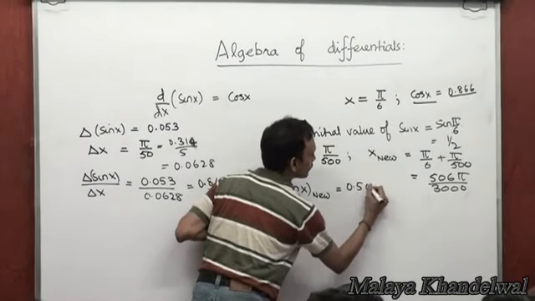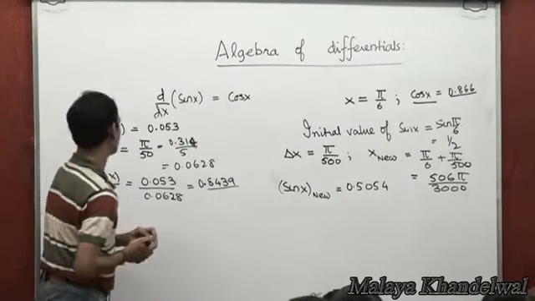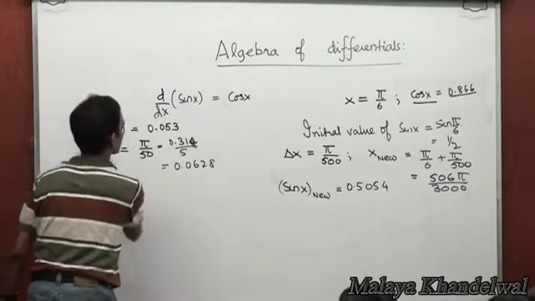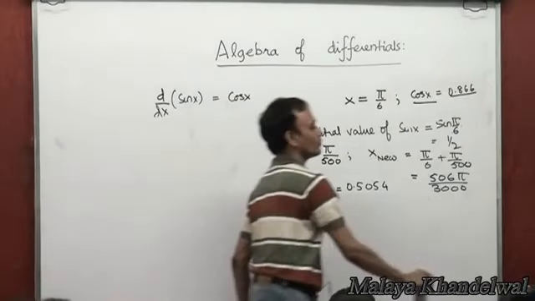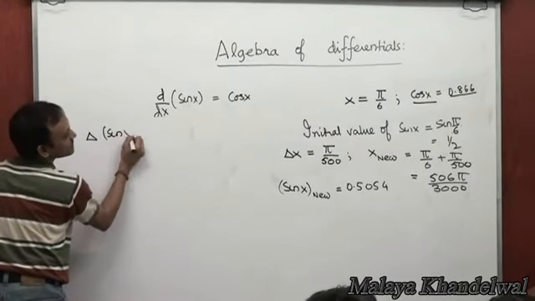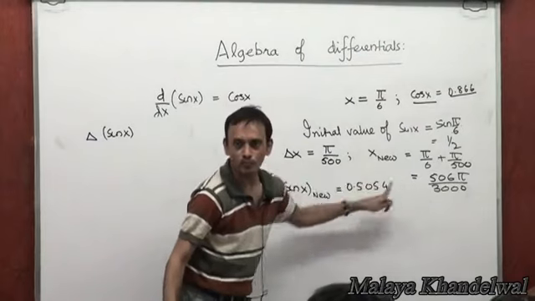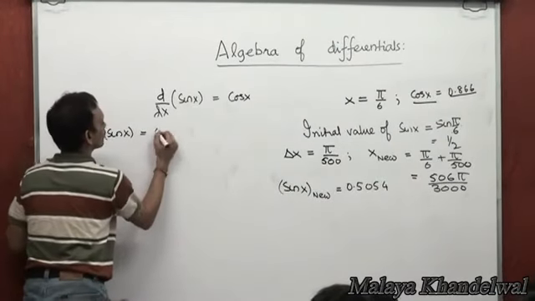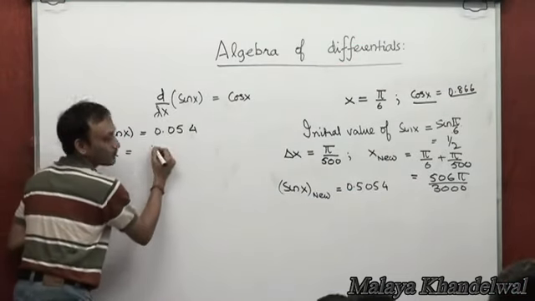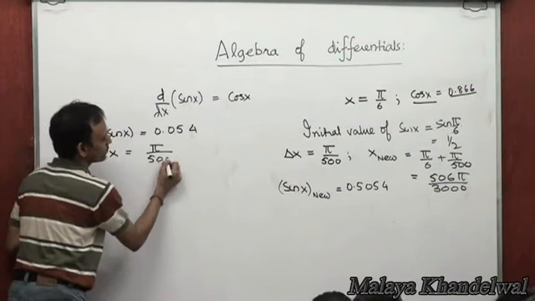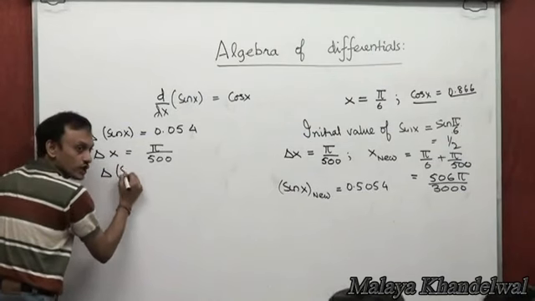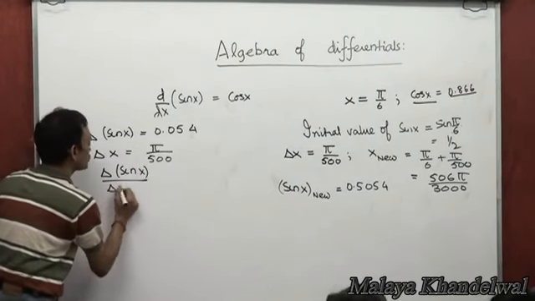0.54. Okay. Now, what's the change in sin x? 0.054. What's the change in x? Pi by 500. Right? Now compute this ratio, change in sin x divided by change in x. Can you just tell me what this number is?